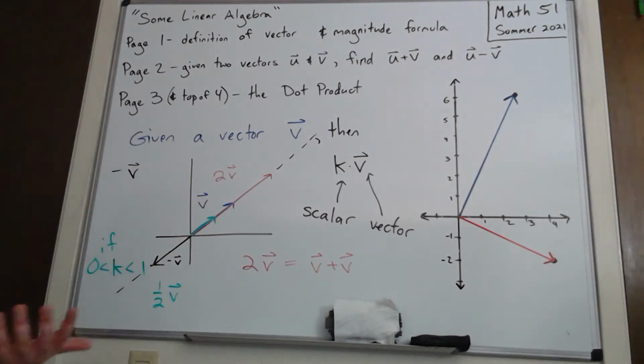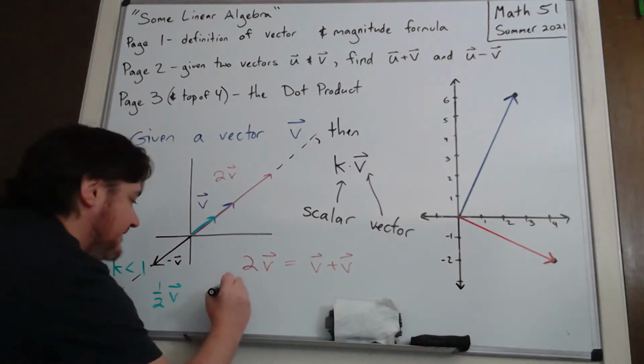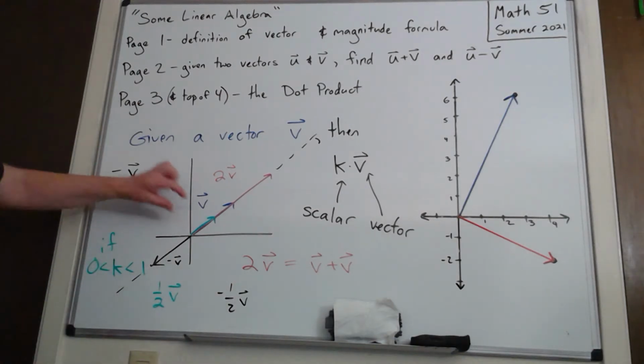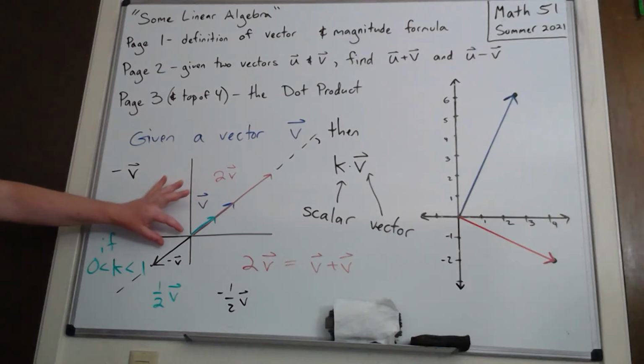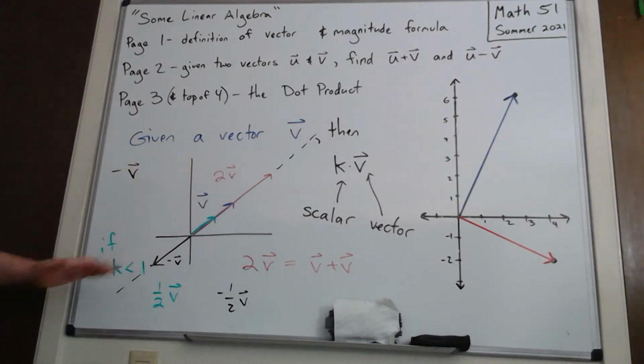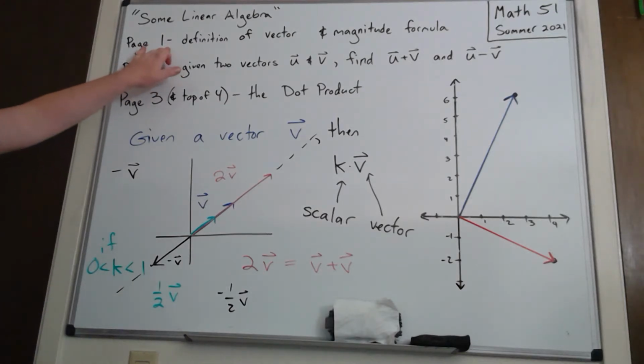What would negative 1/2 v look like? Well, if I had negative 1/2 v, that would be like negative v. I'm sorry, 1/2 v, the green one, but in the negative direction, right? Flipped around. So all living along that same dotted line. So I didn't write that up here on page 1, but that was on page 1 of our notes.